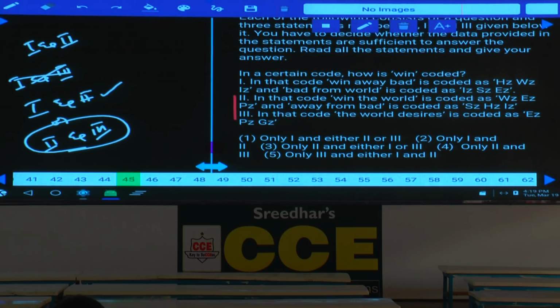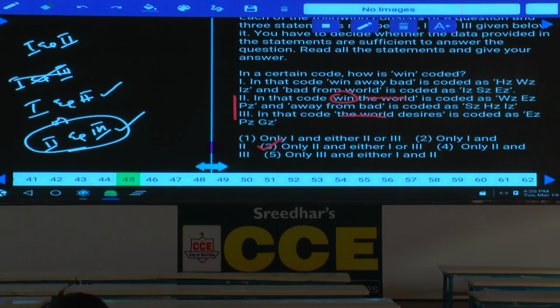Then in that, the world and the world are the two words which are common. Hence the word which is left over is win. As win is left over, can we determine the answer or not, with 2 and 3? Hence 1 and 2 or 2 and 3. It is nothing but 2 and either 1 or 3, that is choice 3.